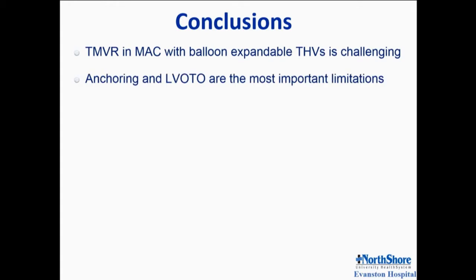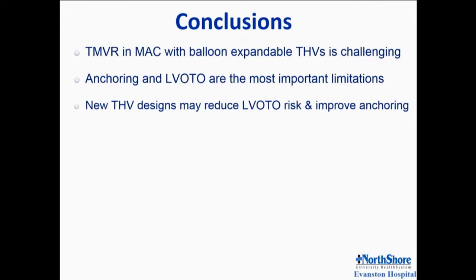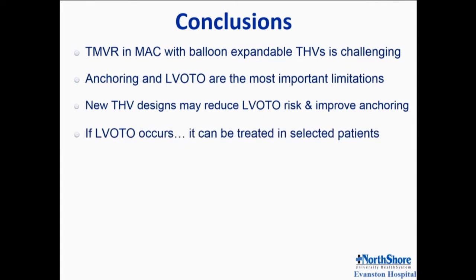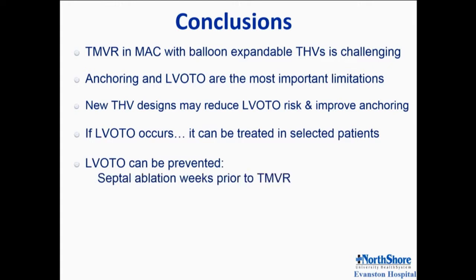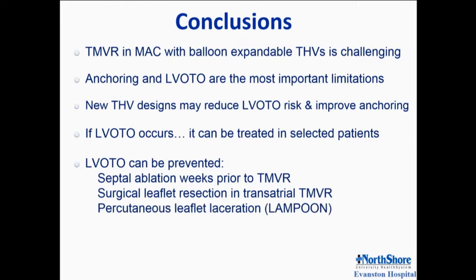Anchoring and LVOT obstruction are the most important limitations. New transcatheter heart valve designs may reduce the LVOT obstruction risk and improve anchoring. If LVOT obstruction occurs, it can be treated in selected patients with alcohol ablation. But more importantly, LVOT obstruction can be prevented. Septal ablation weeks prior to TMVR is one of the strategies. Surgical anterior leaflet resection during a transatrial TMVR may be a good option for good surgical candidates, or percutaneous anterior leaflet laceration with the LAMPOON procedure may be an option as well.